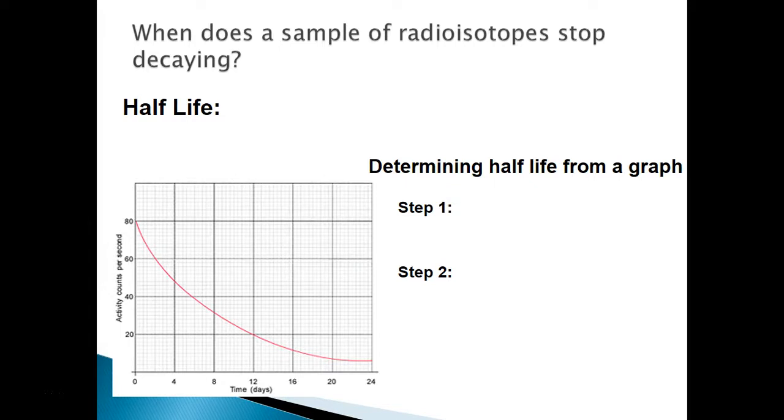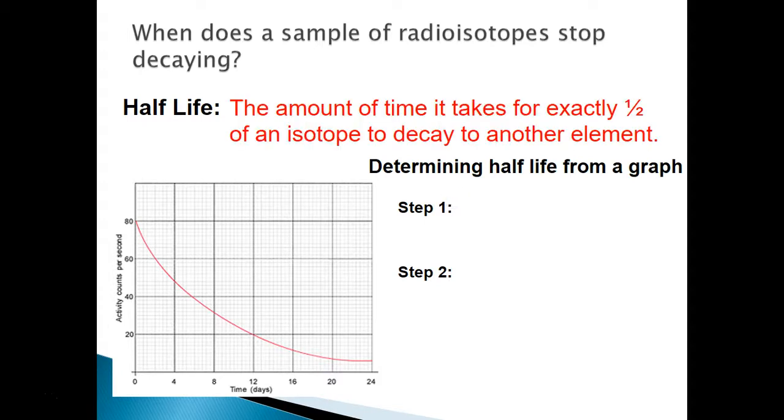All right, so half-life. The question says, when does a sample of a radioisotope stop decaying? And the answer to that question technically is never. Now, we measure the rate of radioactive decay with something called half-life. Half-life is the amount of time it takes for 1/2 of an isotope to decay into another element. If the half-life for something is 10 minutes, every time 10 minutes goes by, the item will lose half of its mass. So we can determine half-life 2 ways, from an equation and from a graph.